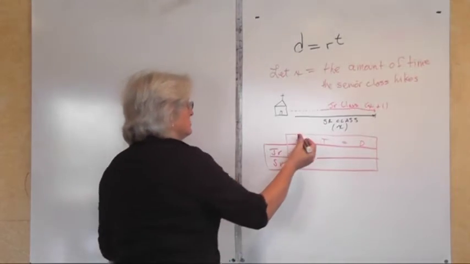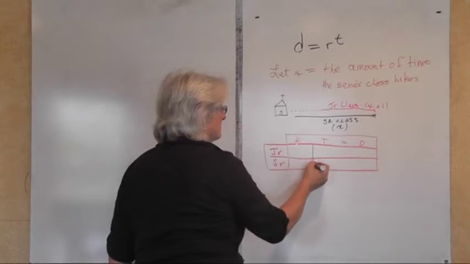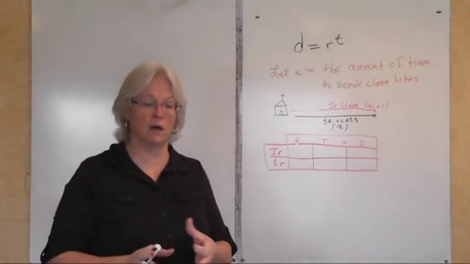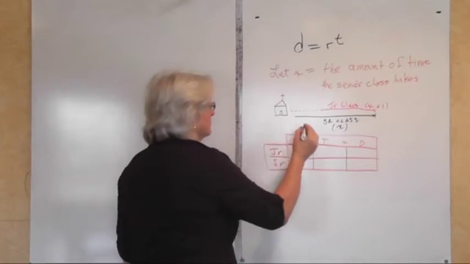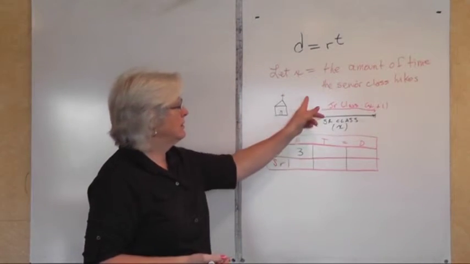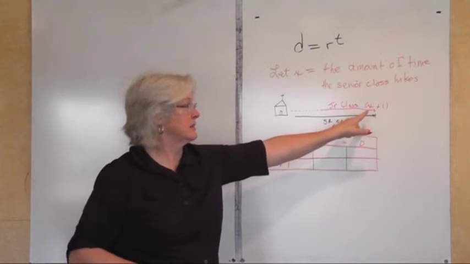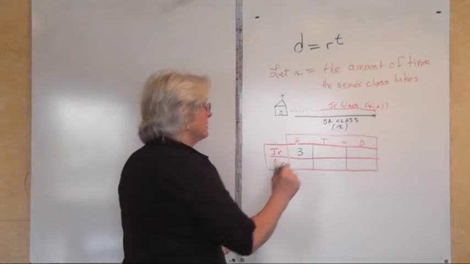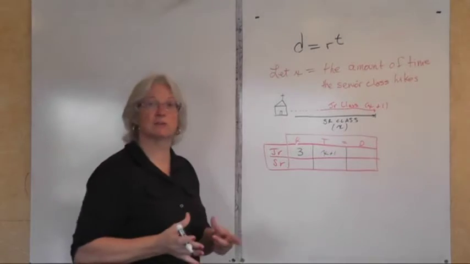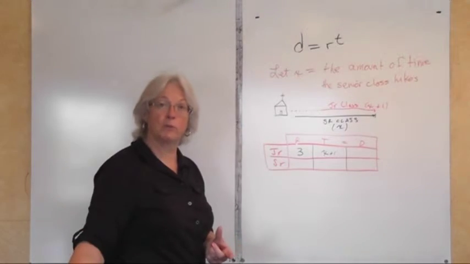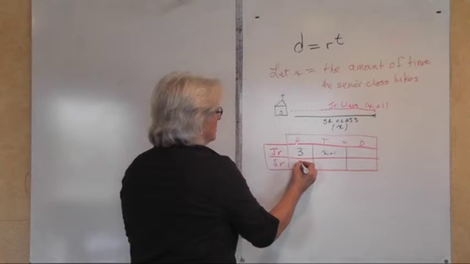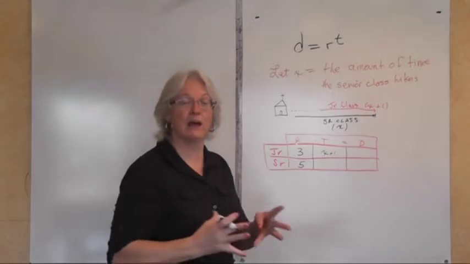For the junior high class, our book tells us that they're hiking at a rate of 3 miles an hour. How long have they been hiking? Well, we used our picture up here to see that the amount of time they've been hiking is indicated by the expression x plus 1. You read through your problem again, you say that the senior high class hikes at a rate of 5 miles an hour. And how long do they hike?